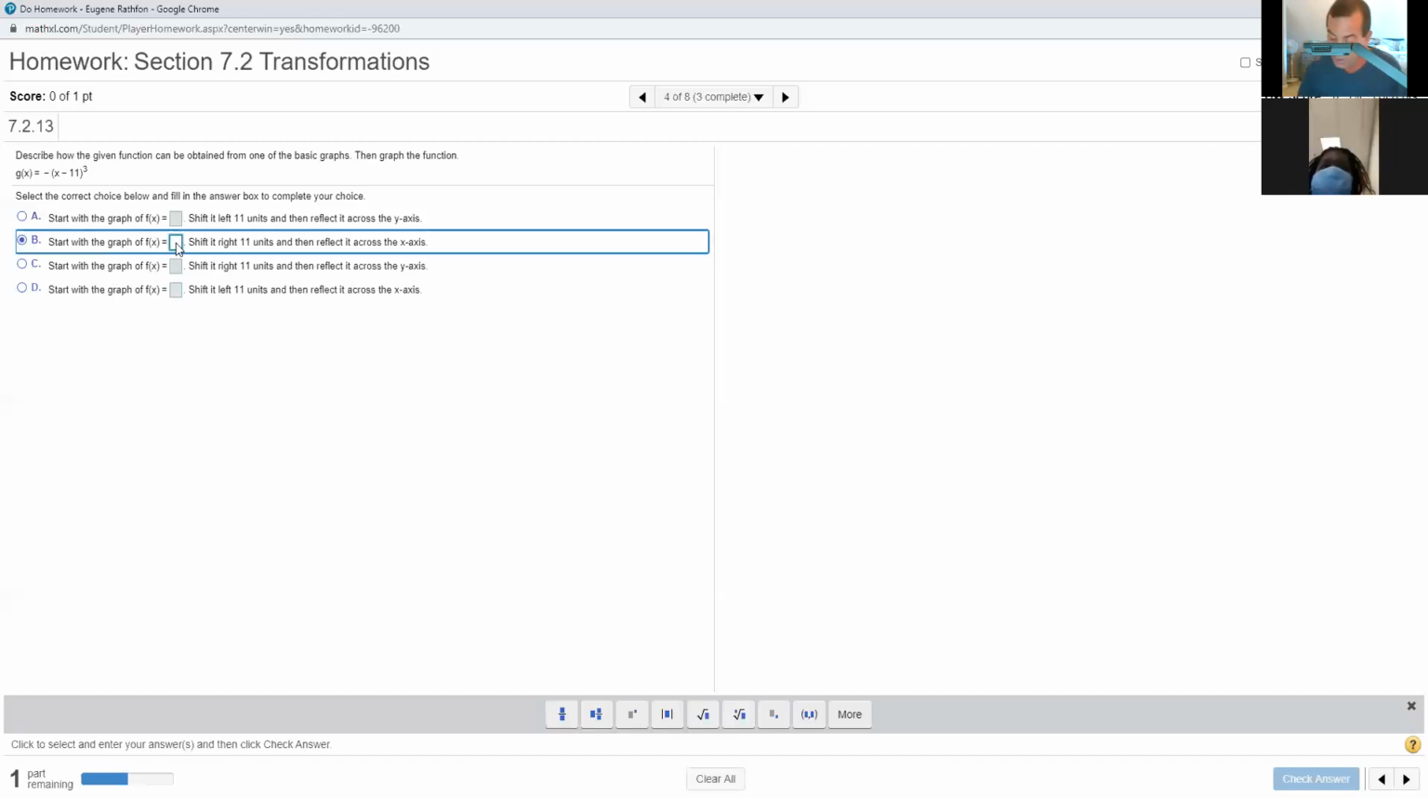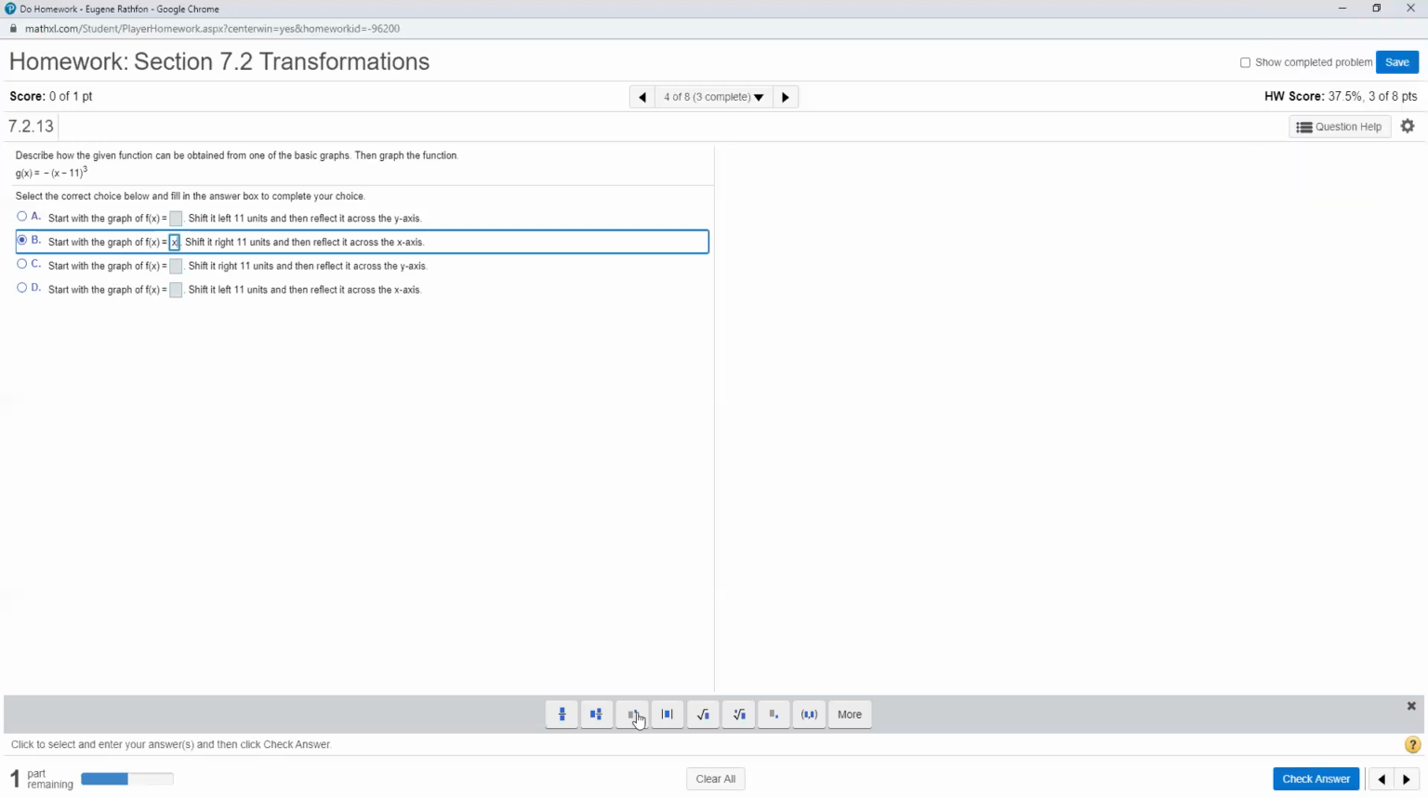Now this basic graph we drew was what? X to the third. So I'm going to hit my X. All right, let me move this out of my way. And then hit my exponent and put in a 3. And then check my answer.